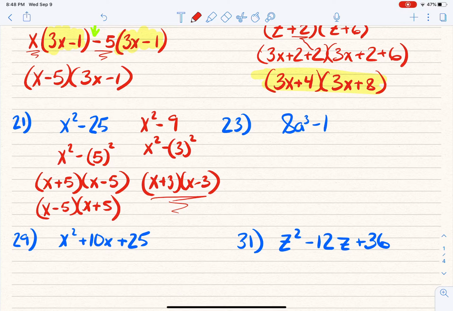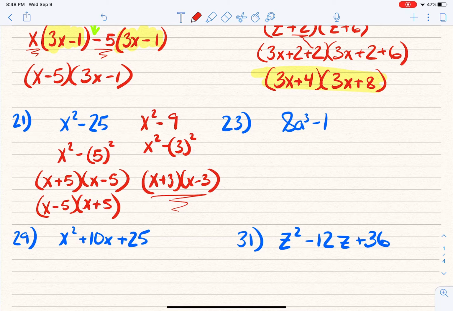Okay, now we've got this number 23 that has an 8a cubed minus 1. Okay, now 8a cubed minus 1, I think that's what number 23 is listed as. Let me just double check that real quick. No, I don't know where I got that. That's number 39. Number 23 is what? 49 minus 4z squared. I'm glad I double checked. Okay, so we're going to get rid of this. And so number 23 is supposed to be 49 minus 4z squared. I knew that didn't fit with the other problem, but either way.